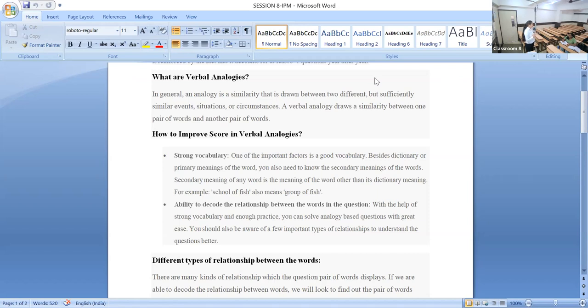However, we'll figure out the relationship in the sentences, because we have to clear our exam even if you don't have a strong vocabulary. So that's our target today: how exactly we can improve the score.